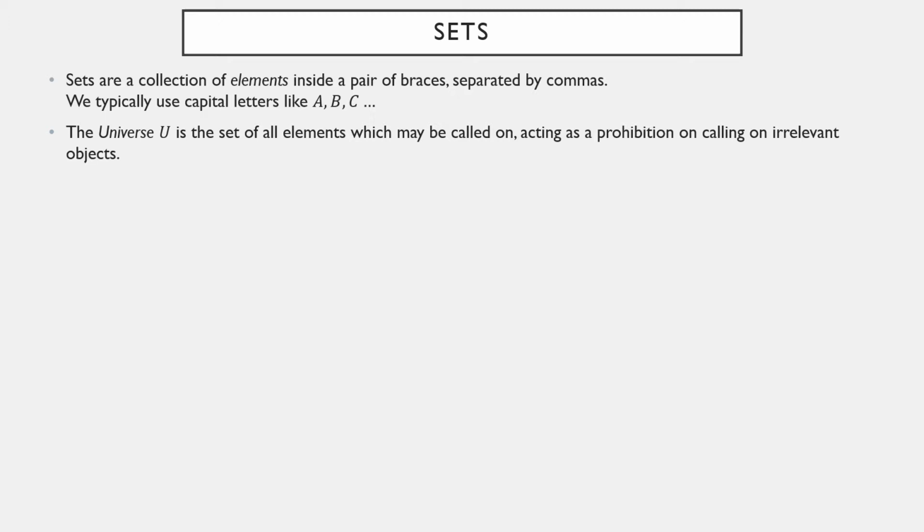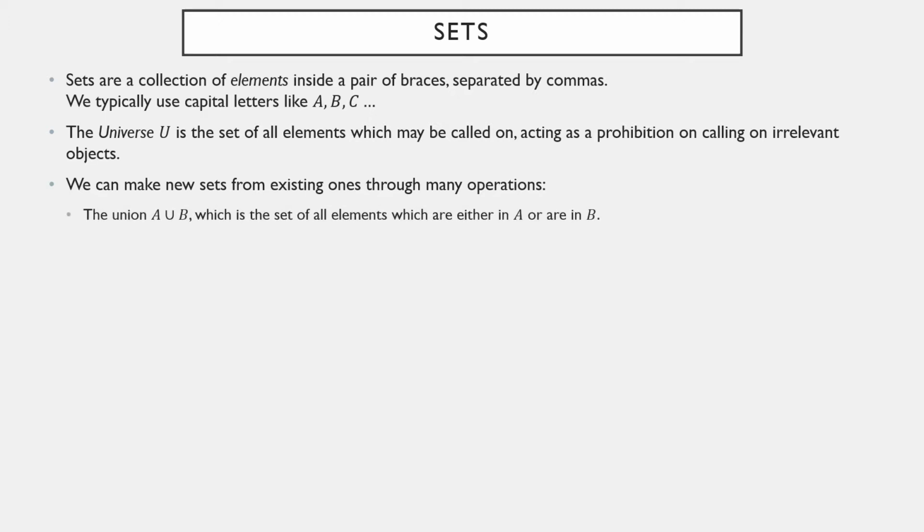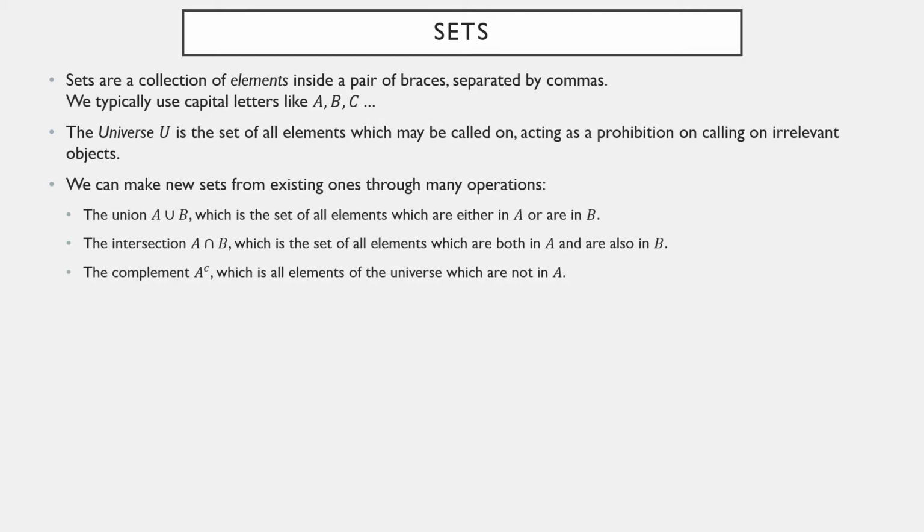For example, if we're making claims about numbers, we don't want an illegitimate object to be something like apple. We can make new sets out of existing ones through a bunch of operations that are kind of analogous to our logical operations. We can take the union of two sets. This is the set of all elements that are either in A or are in B. We can take the intersection. This is the set of all things which are in both A and B. We can take the complement of A. This is everything that is in the universe but is not in the set A.